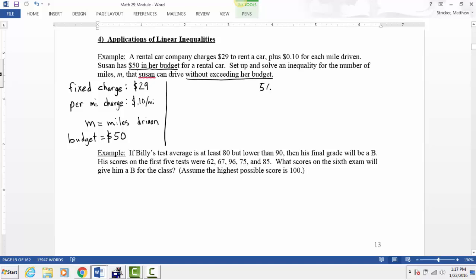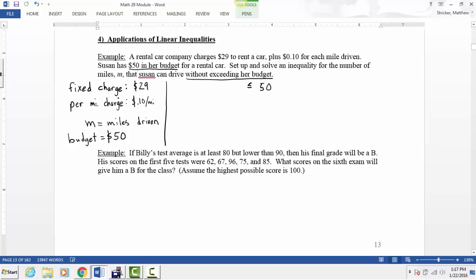Are we going to be less than or equal to 50, or greater than or equal to 50? Which one is it? Well, if you exceeded the budget, then you would be greater than. So we definitely don't want the greater than or equal to. The equal to we do want, because she can spend all of her $50, but she can also spend less than it. So now her cost should not exceed 50.